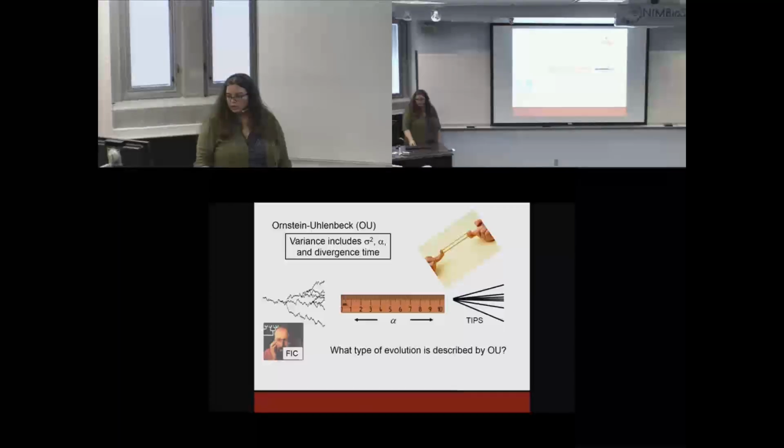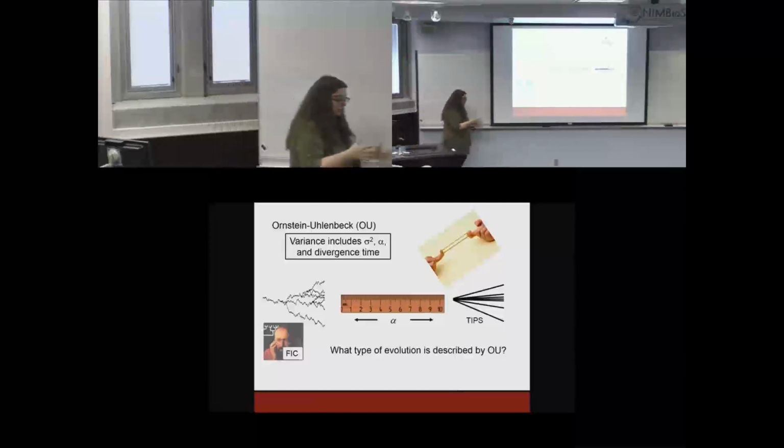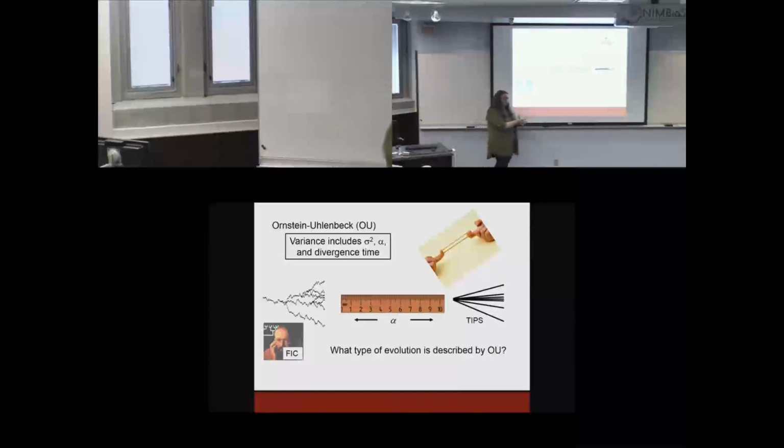Okay. So the type of selection that might be described by an OU would be stabilizing selection, potentially. We can talk about whether this should be weak or strong, and whether there are other things that might also pull things towards an optimum.